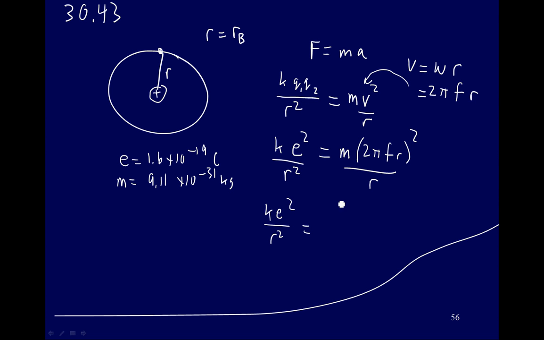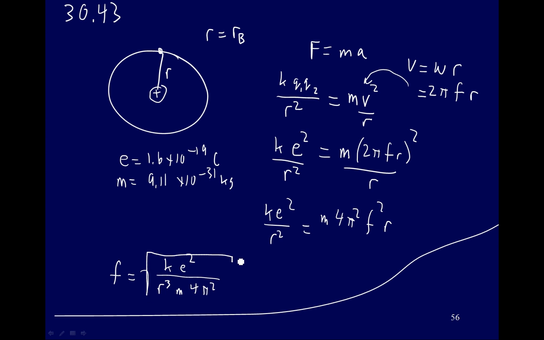So once we clean this up, it'll be m times 4 pi squared times frequency squared times r squared divided by r, so it'll just be r. And if I go through and solve for this frequency, I get something looking like this: the square root of k e squared over r cubed m 4 pi squared. You get your answer for frequency from there.